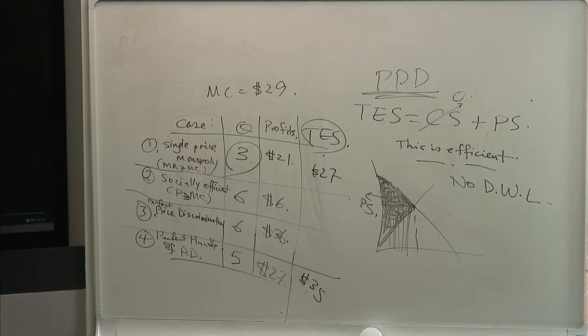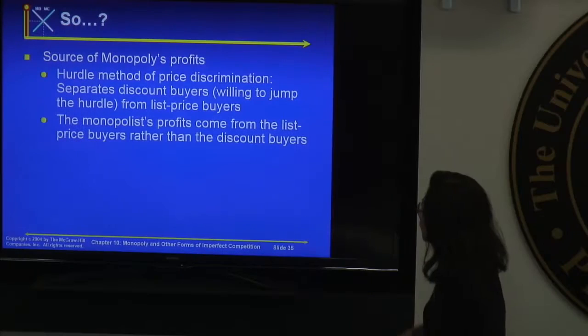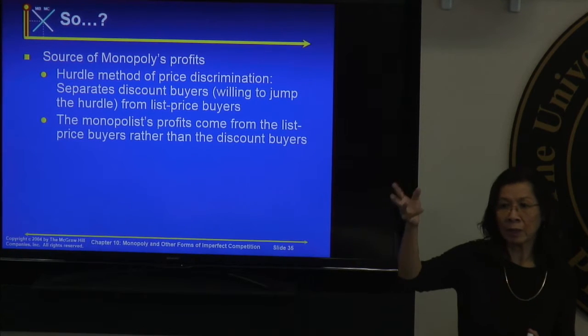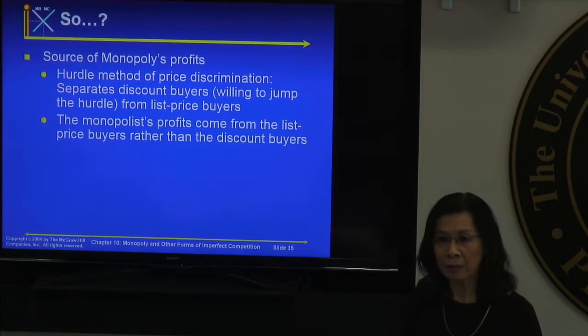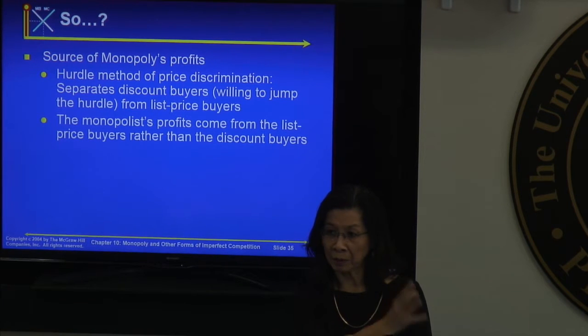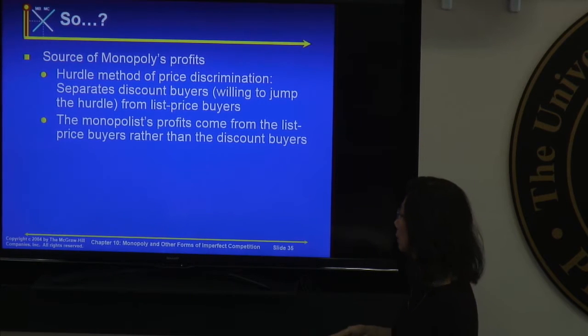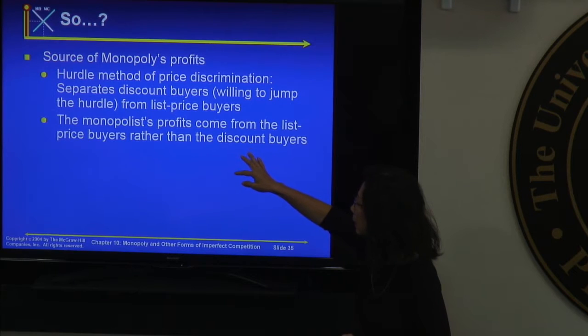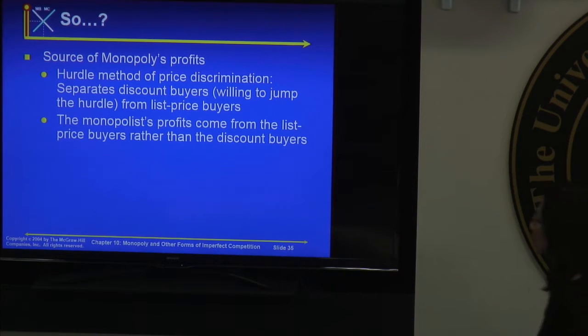So for the method of price discrimination, you tend to separate the discount buyer from the list price buyer. So it's like when you fly the airlines, right? You think the airlines make money out of you if you travel economy class? Not really. They make money out of the business in the first class. So they are the one who subsidize you, they make profit out of business in first class instead of from the economy class. The monopoly's profit comes from list price buyers rather than the discount buyers.